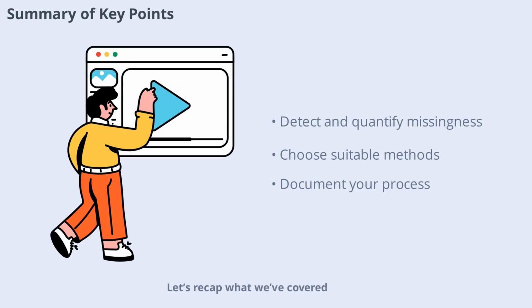Let's recap what we've covered. Missing data is a common challenge in data analysis, but with the right strategies you can handle it effectively. Key steps include detecting, quantifying, and visualizing missingness, choosing appropriate handling methods, and documenting your process. By following best practices, you can ensure your analysis remains accurate and trustworthy.